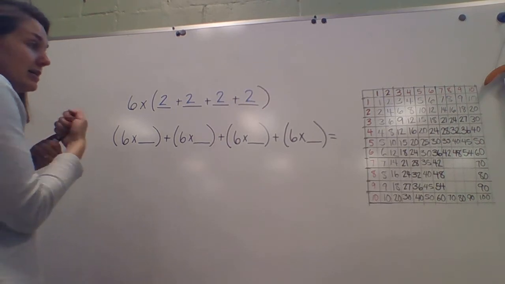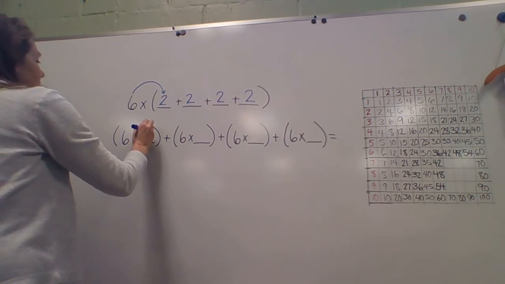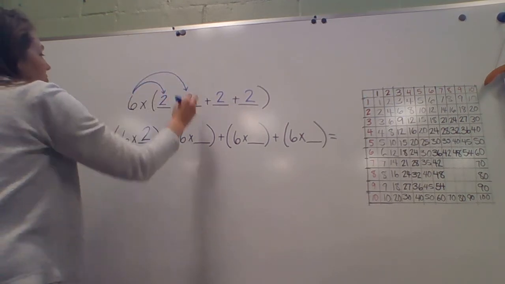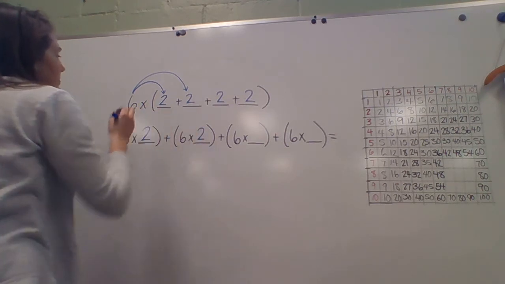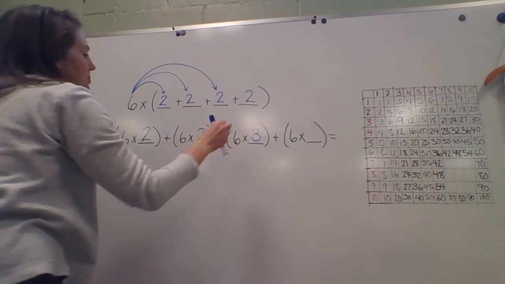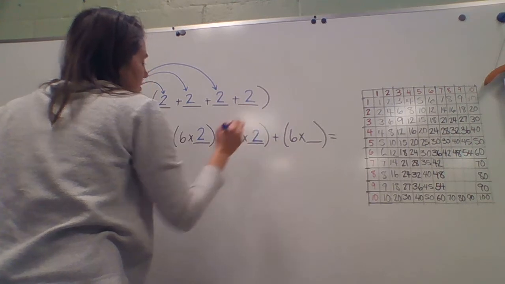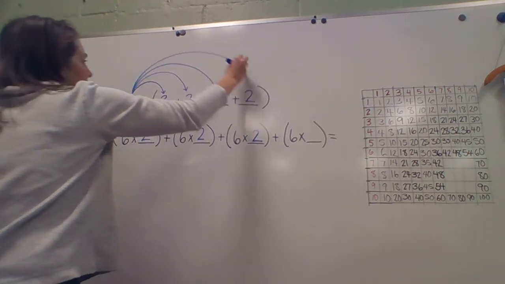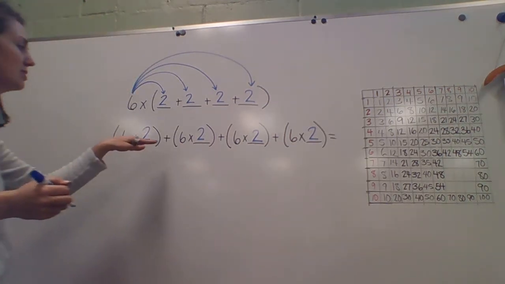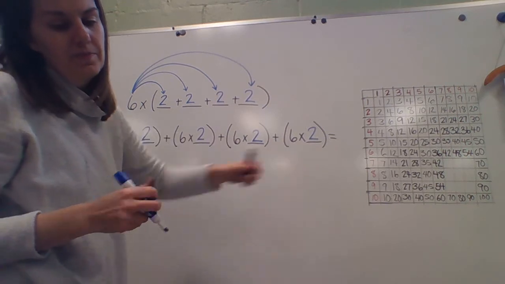So just like I did before, I'm going to take my 6 and multiply it by the first 2. So that's going to go in my first spot. Multiply it by the second 2. That goes in my next spot. Multiply it by the third 2 in the third spot. Oops, just kidding. Still 2. And 6 multiplied by the last 2 in the last spot. So now I have 6 times 2 plus 6 times 2 plus 6 times 2 plus 6 times 2.